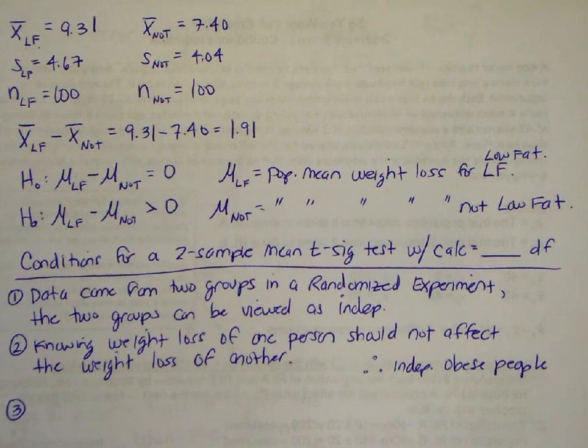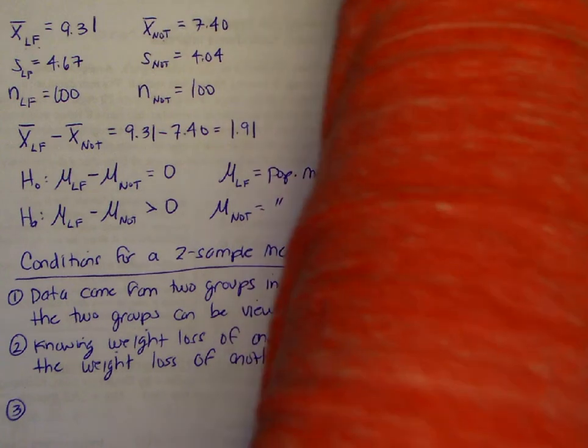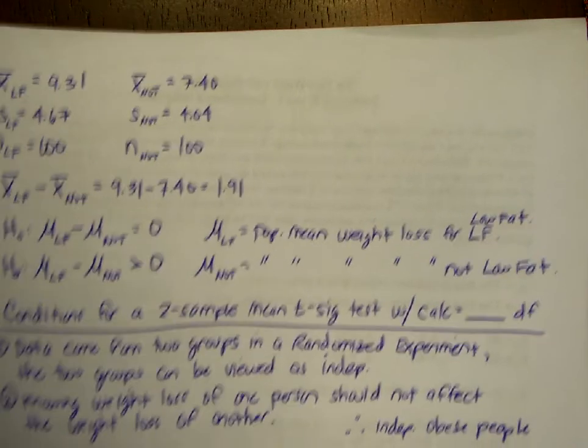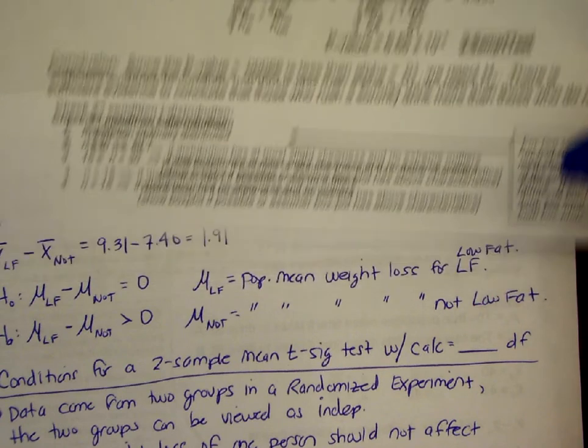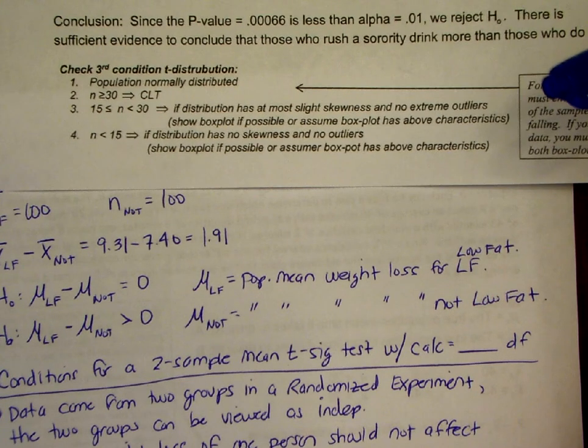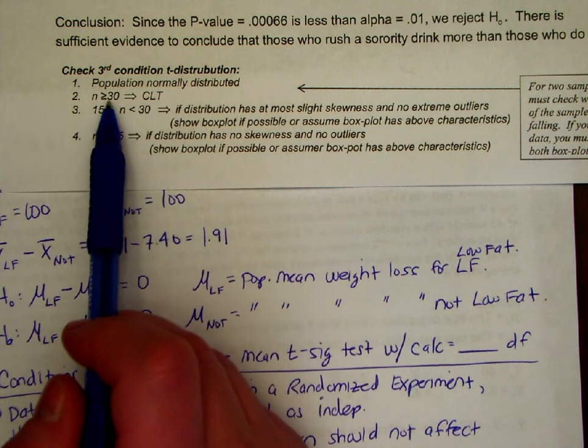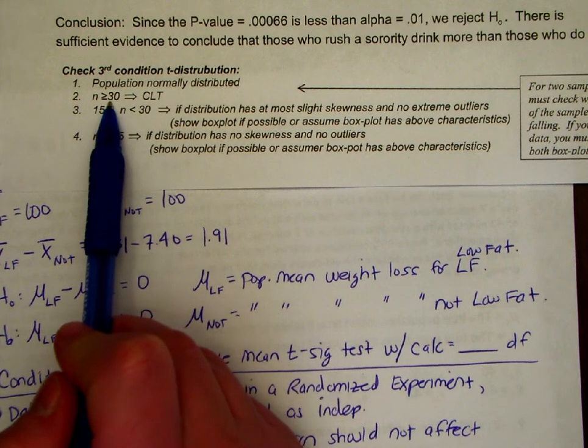Where's my little thing I had earlier? I probably put it here. Here it is. So, third condition for means. I kind of go down the list. Oh, this is nice. N is greater than or equal to 30 for both of the groups.